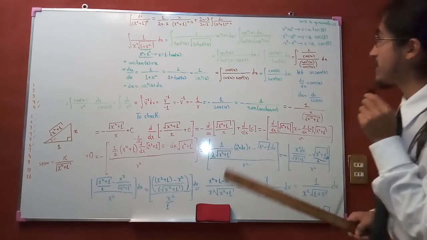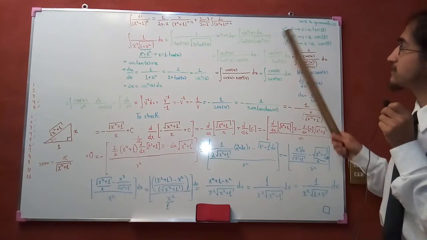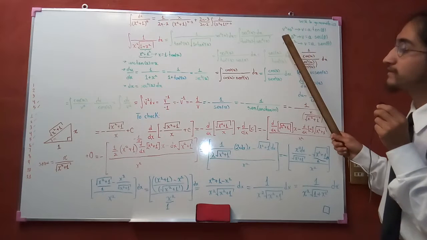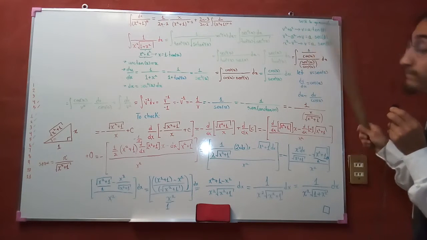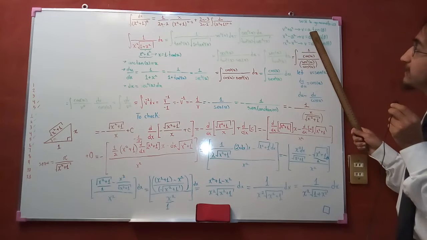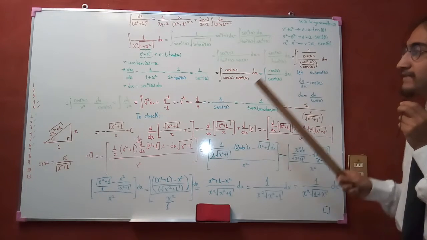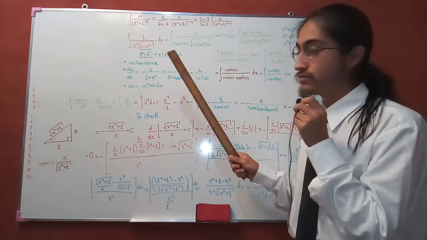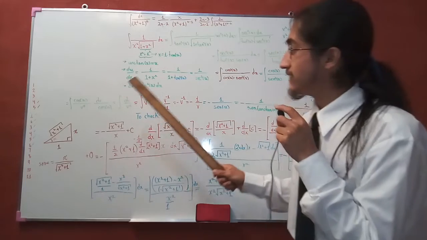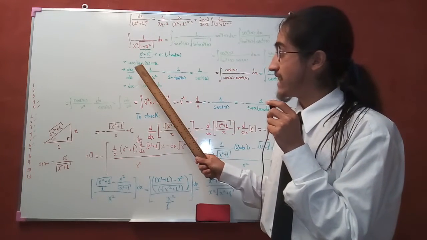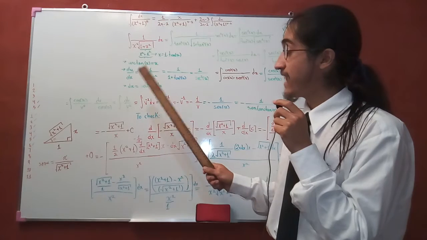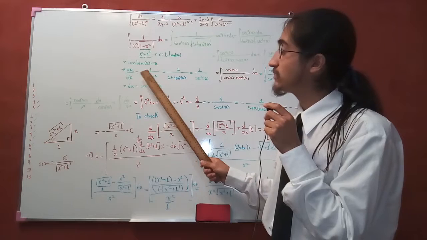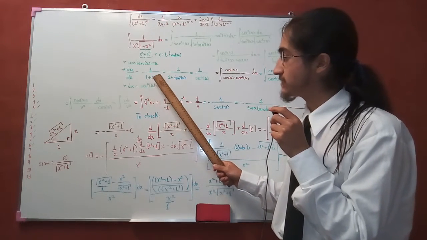In this case, let's use this method. b squared plus a squared implies that b is equal to a multiplying the tangent of theta. So, this implies that x is equal to 1 multiplying the tangent of u. So, the tangent inverse of x is equal to u, and the derivative of u with respect to x is equal to 1 divided by 1 plus x squared.